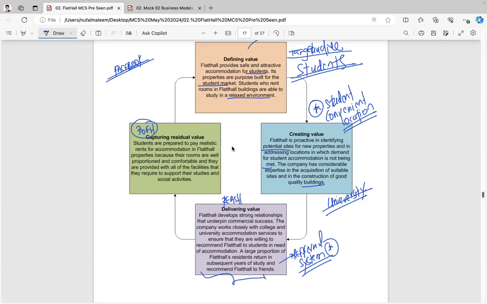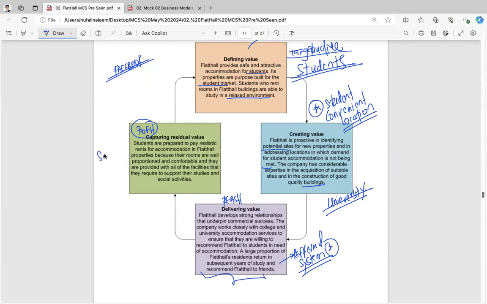Because if you are a technical person, you do the calculation first. But in business, we don't go with the calculation immediately. We go with the valuations immediately, how it goes to the market. Students are prepared to pay a realistic rent for the accommodation in FlattHall properties because their rooms are well proportioned and comfortable, and they are provided with all facilities they require to support their studies and social activities.